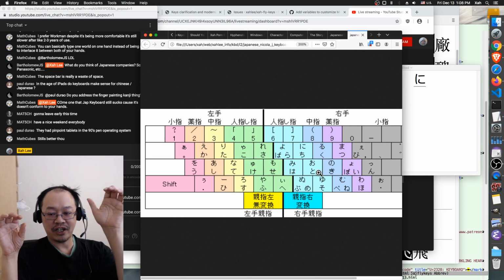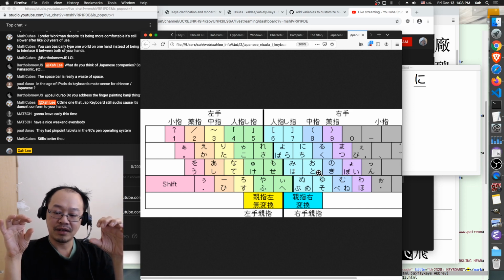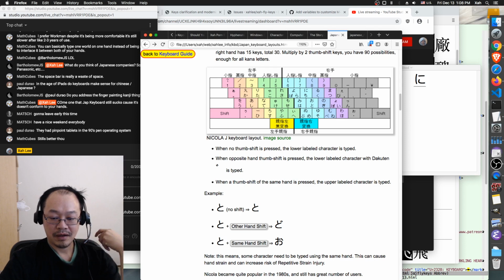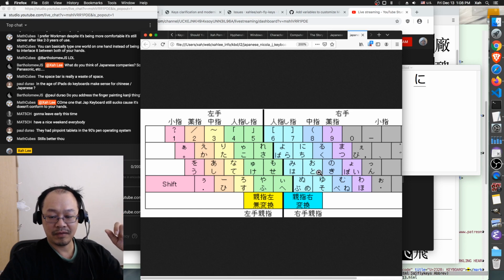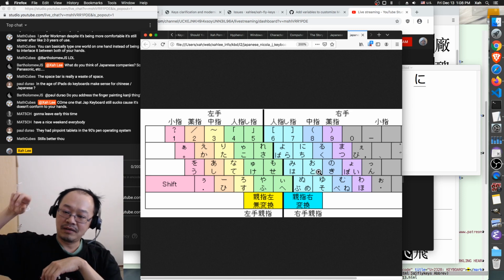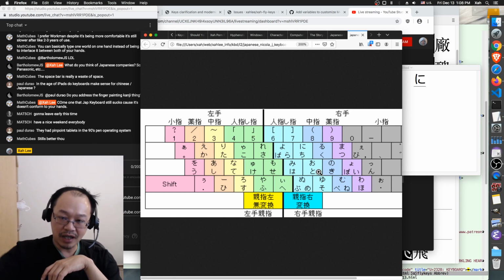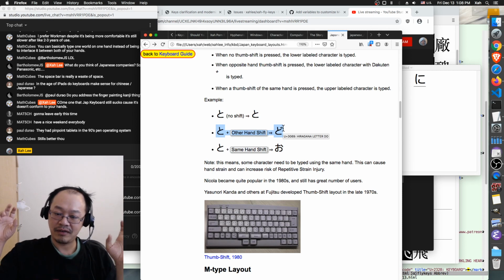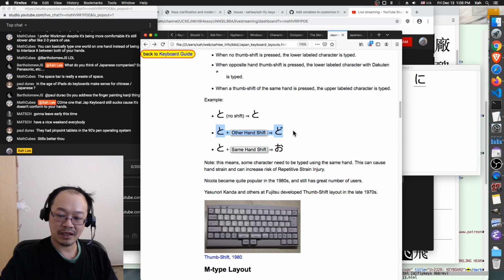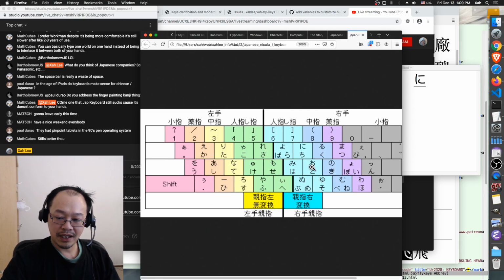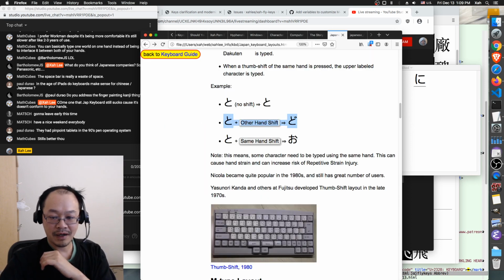But if you press the thumb shift on the other side, then you get a variation of this kana. Basically, they add two dots to it, like this. This is called a voiced symbol, those two dots. And if you press a key with the same side thumb shift key, what you get is the upper row symbol.